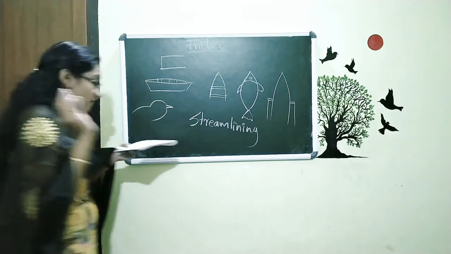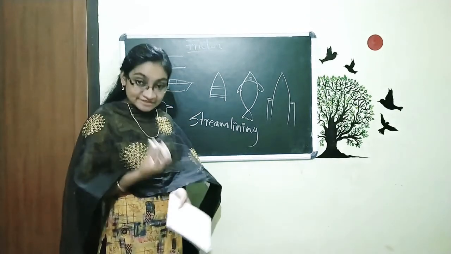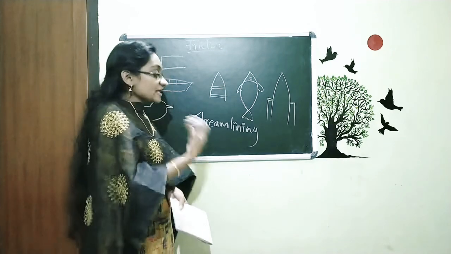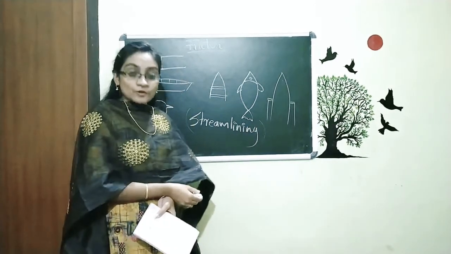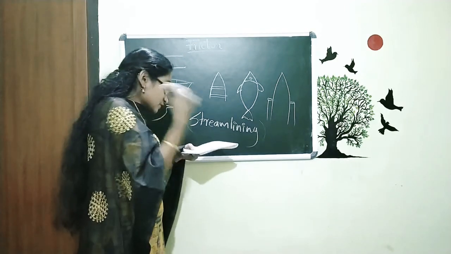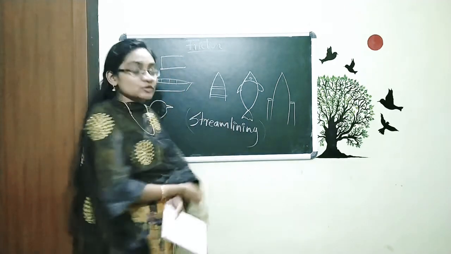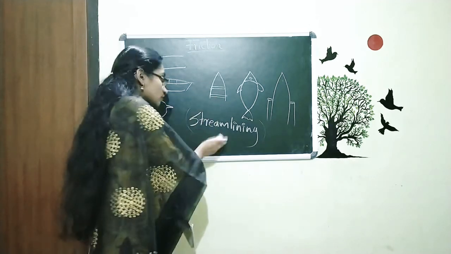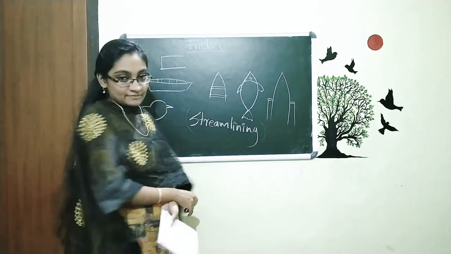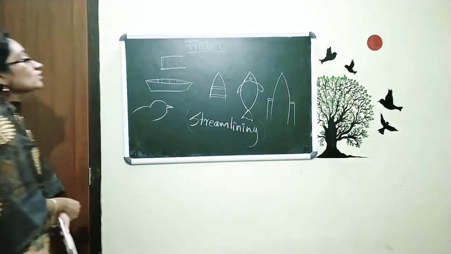The process of adjusting the shape of substances or things to reduce the friction is called streamlining. That means the process of adjusting the shape to reduce the friction of certain substances is called what? Streamlining. And this is all about our chapter.